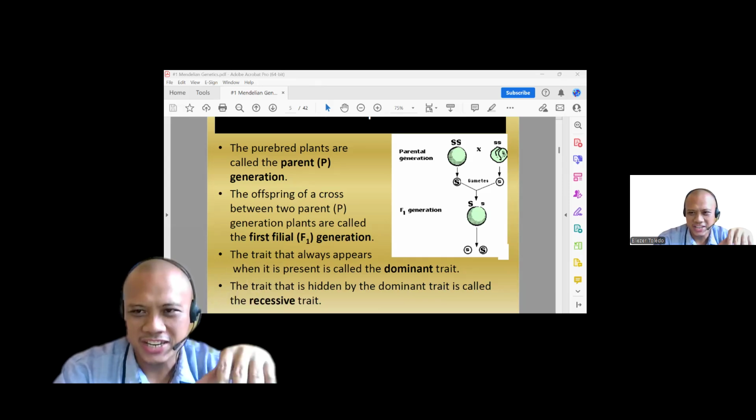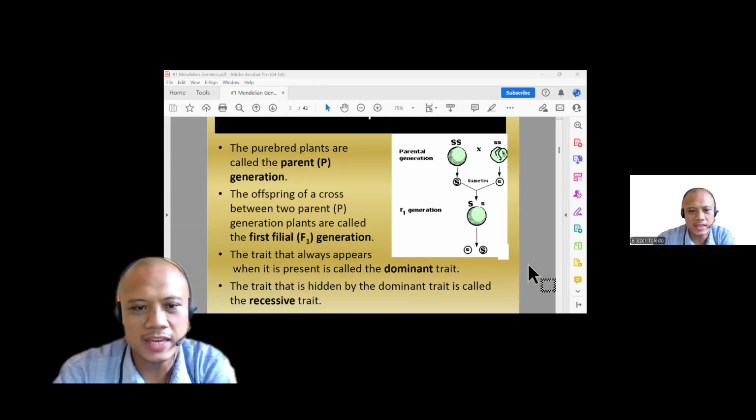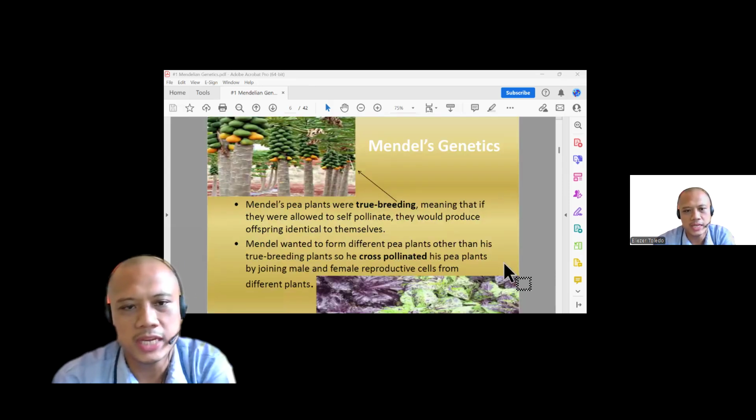It doesn't say that it's gone, it's just hidden. And take note of that one. Okay, next slide. Mendel's genetics.